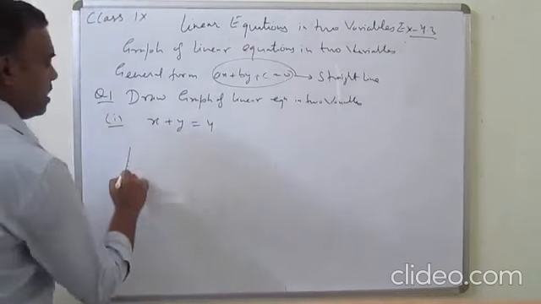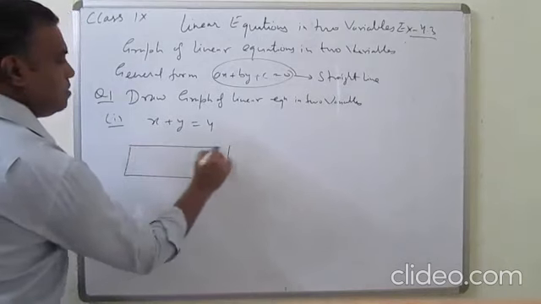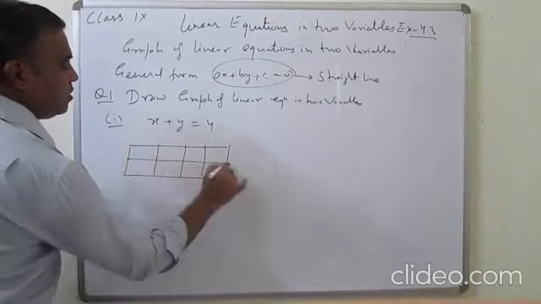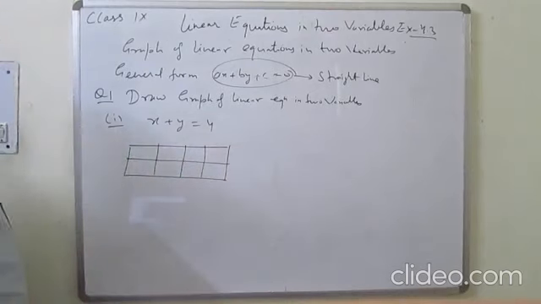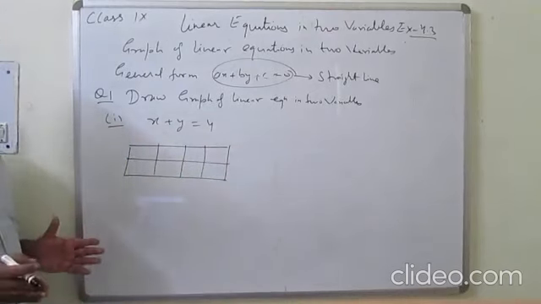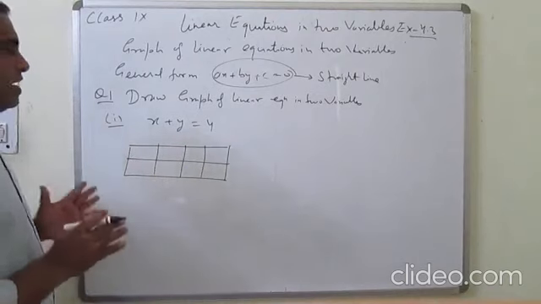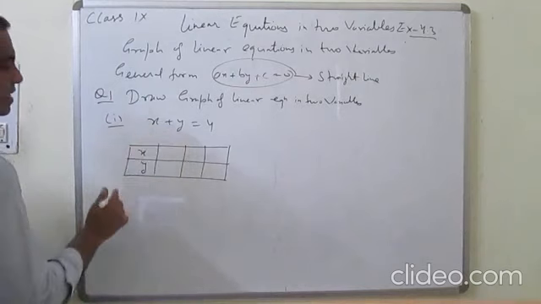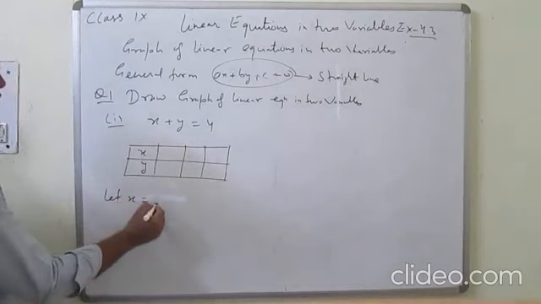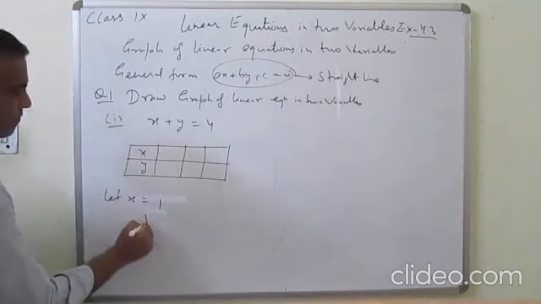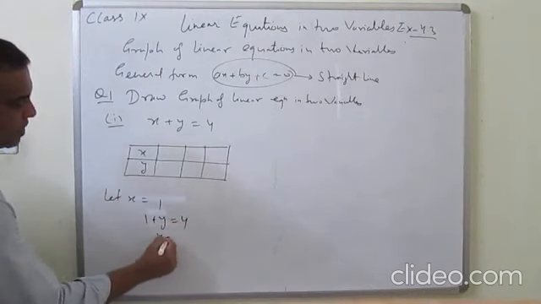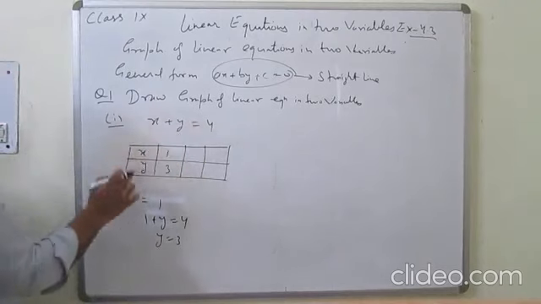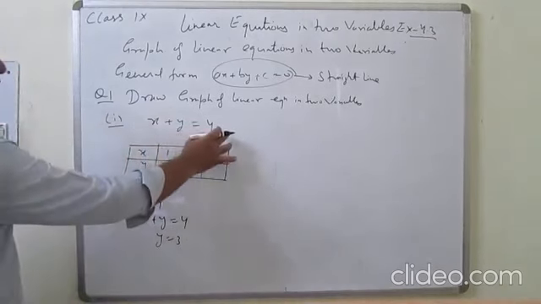Now see here, I make a table. At least I will take 3 points. 2 is sufficient. अगर कोई भी 2 पॉइंट जोड़ेंगे वो स्ट्रेट लाइन ही बनेगी. For verification we will take 3 points. So this is x, this is y. If I take x is equal to 1, then what is y? 1 plus y is equal to 4, y is equal to 3. You check it, 1 plus 3 is equal to 4. So left hand side is equal to right hand side.